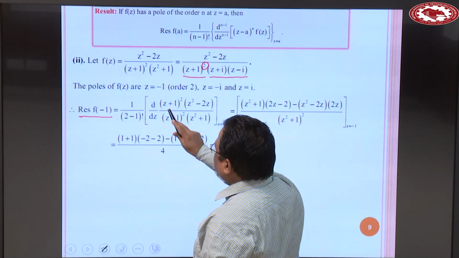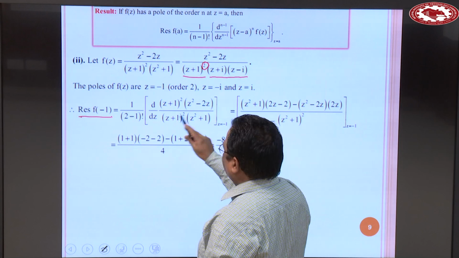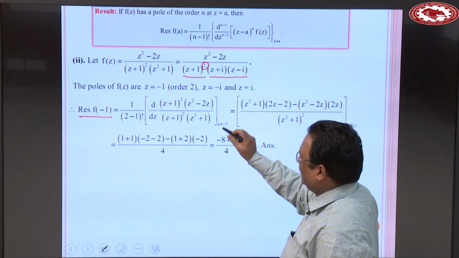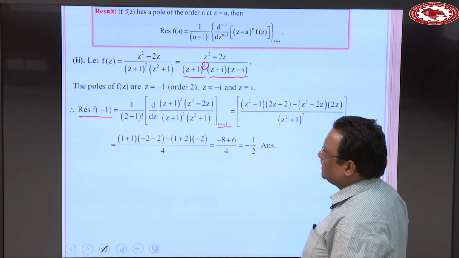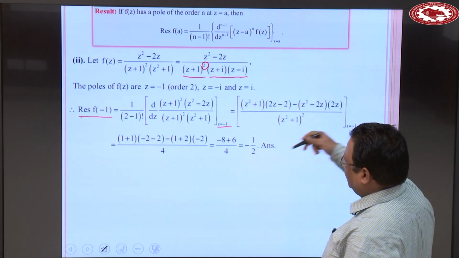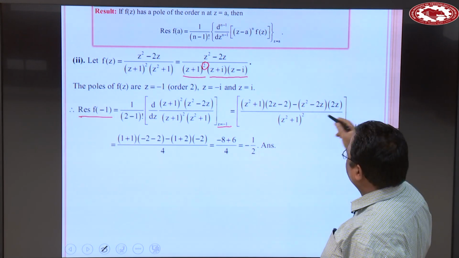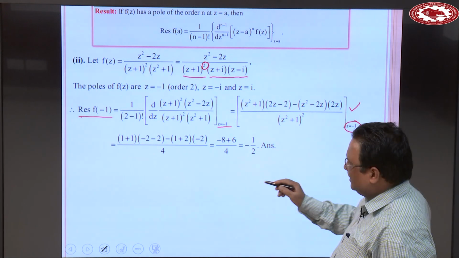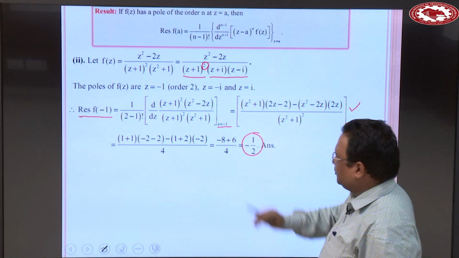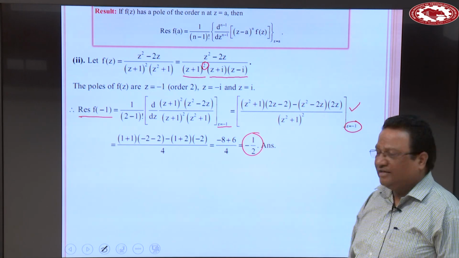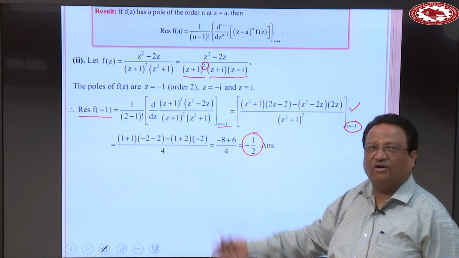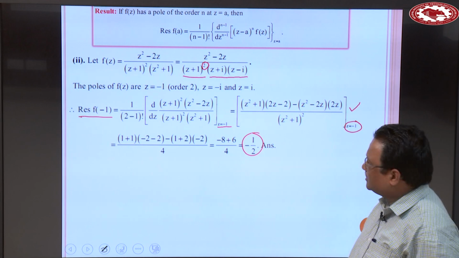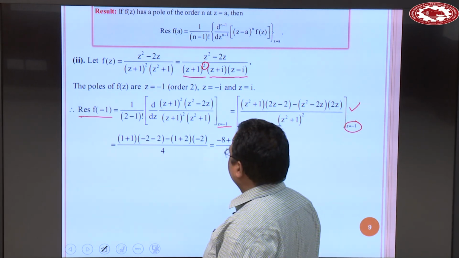So d over dz of (z plus 1) square, z square minus 2z divided by (z plus 1) square, z square plus 1 at z is equal to minus 1. Solve this d over dz, calculate this one, we obtain this, and substitute z is equal to minus 1. When you substitute z is equal to minus 1, you will get minus 1 by 2. Okay, you just simplify this one and solve this problem, right. So in this way you can evaluate all these types of problems.